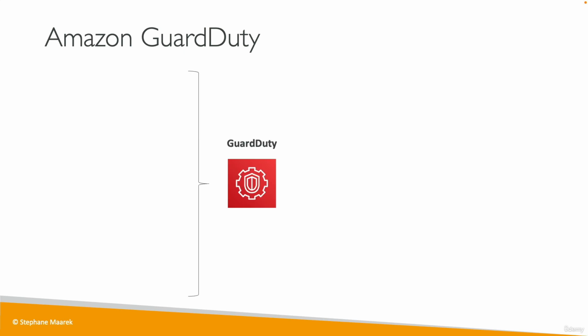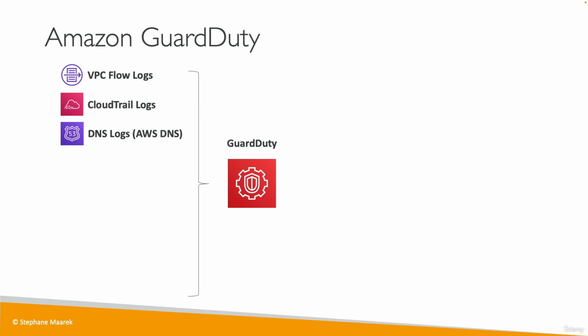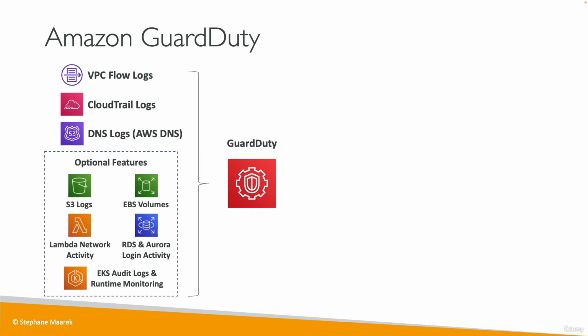So to summarize, within GuardDuty, we have several input data. We have the VPC flow logs, the CloudTrail logs, and the DNS logs that will be no matter what into GuardDuty, as well as some optional features you can enable, such as your S3 logs, your EBS volumes, your Lambda network activity, RDS and Aurora login activity, and your EKS audit logs and runtime monitoring, as well as most likely more features over time that I will not put here because you get the idea of optional features.